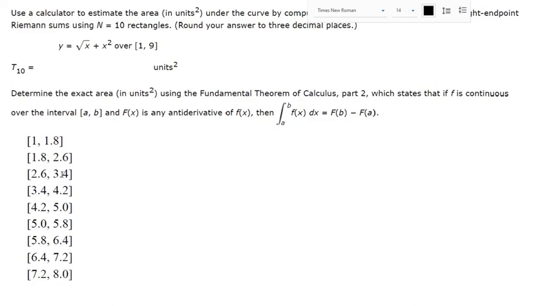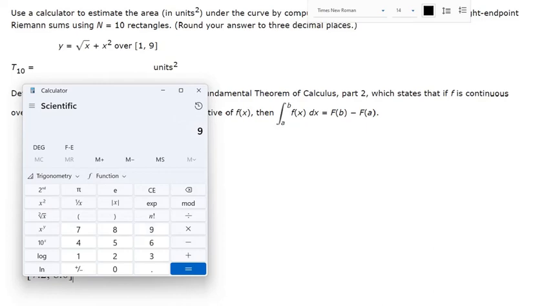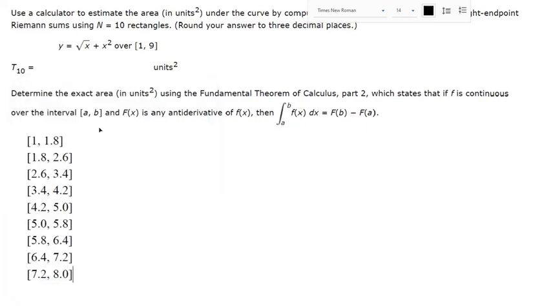Okay, 1, 2, 3, 4, 5, 6, 7, 8, 9. Oh, what did I do wrong? 9 minus 1 is 8 divided by 10. Split it into 10 equal pieces. I must have messed up an interval here. No, that all looks right. 1, 2, 3, 4, 5, 6, 7, 8, 9. There's only 9 intervals there. Oh.